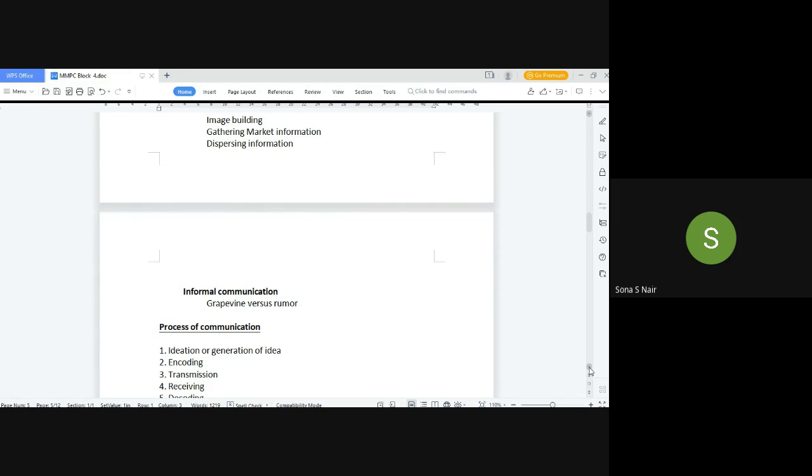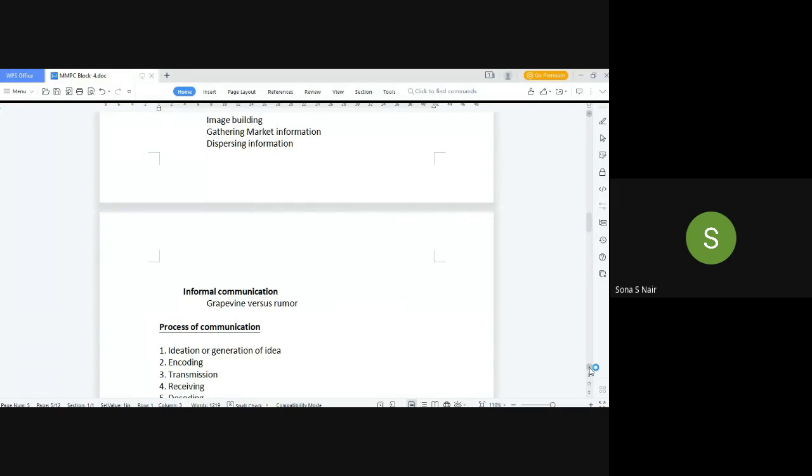But there are two things in the informal communication. One is grapevine, and another is rumor. Grapevine is something which is useful because we managers might use the grapevine or the informal communication channels to gather information, which most probably is true, and therefore useful. It's quite possible that some kind of informal communication is not true and it is termed as rumor. It could possibly create some problems in the organization, so that's not good.